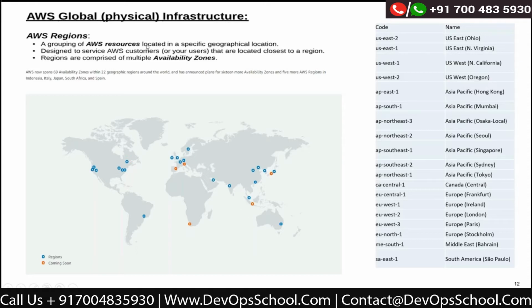A grouping of AWS resources located in a specific geographical location is called a region, designed to serve AWS customers that are located closest to it. For example, if I want to launch something in the US market, I can deploy my resources into the US region or the Europe region. I don't have to set up everything in my India region. Inside a region there can be multiple availability zones.